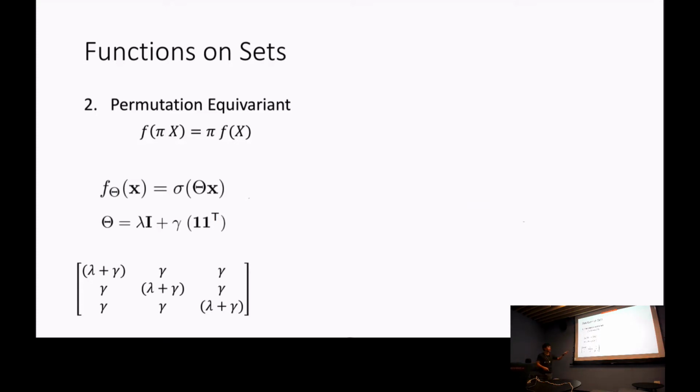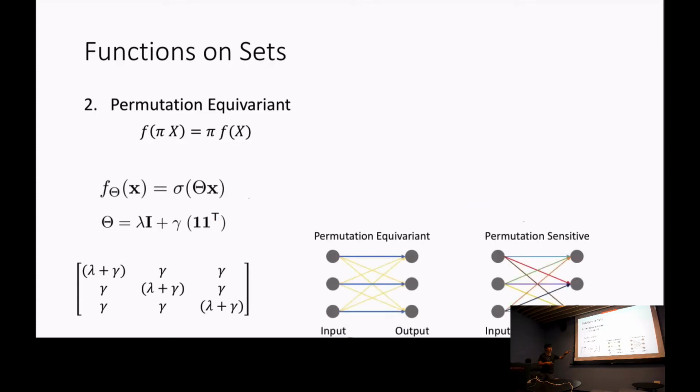It's a little bit hard to imagine here, but let's see if you can contrast it when we see this visualization. Let's say we have 3 elements at the input. Given this transformation matrix, you're going to get this output. This edge represents the weights, right? The blue one represents the diagonal, which is lambda plus gamma, whereas all the off-diagonal elements are gamma, which gives the yellow edges here. So when you permute the input, you get the same permutation of the output.